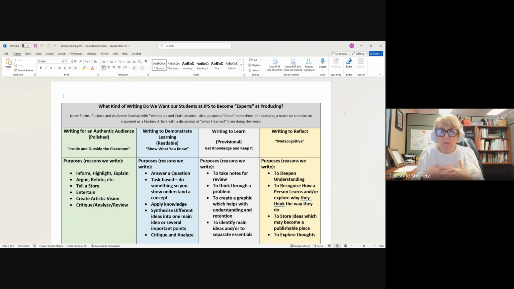I often do this in my undergrad classes as exit slips, where they have to write a paragraph about the information that was taught in that lesson. Then we have what we call writing to learn, which is called provisional writing, or getting knowledge and keeping that knowledge. This is taking notes. It could be annotations, it could be graphic organizers, and we all need to do this.